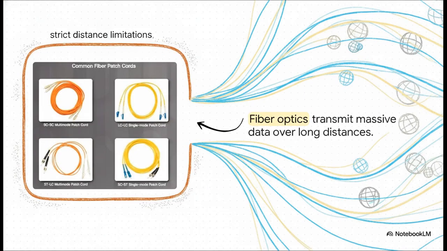Now, copper media is incredibly common for sure, but it suffers from attenuation. That means the longer the electrical signal travels, the more it deteriorates, which forces some pretty strict distance limitations. Enter fiber optics. These single-mode and multi-mode patch cords use pulses of light instead of electricity. Because they use light, they can transmit massive amounts of data over incredibly long distances without that same signal degradation. It's exactly why they're the absolute backbone of our global internet infrastructure.